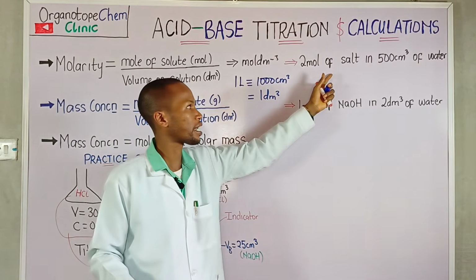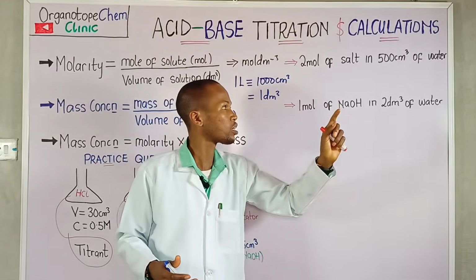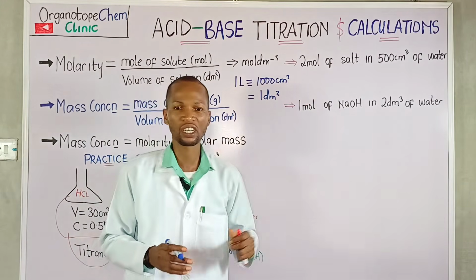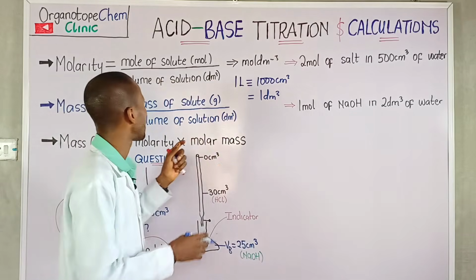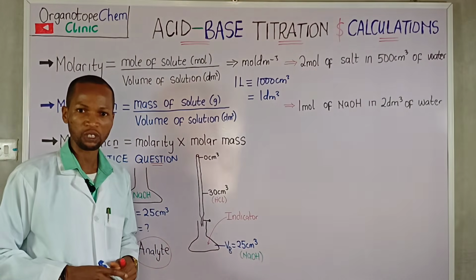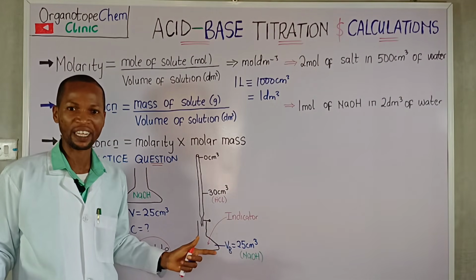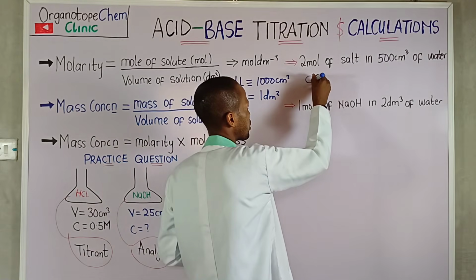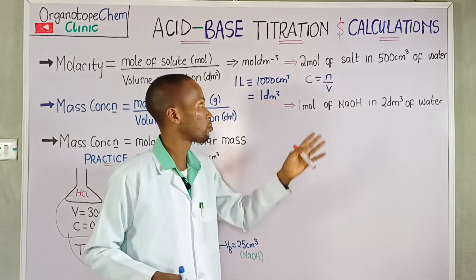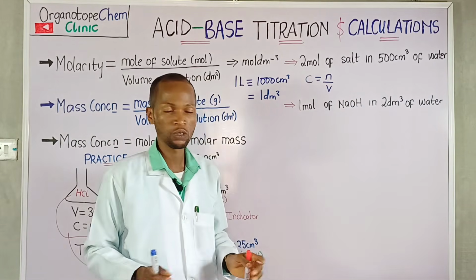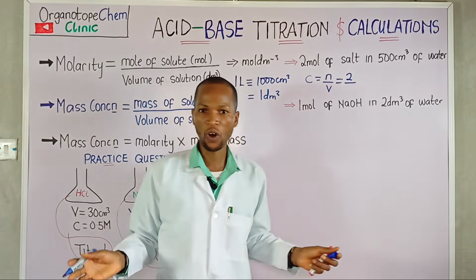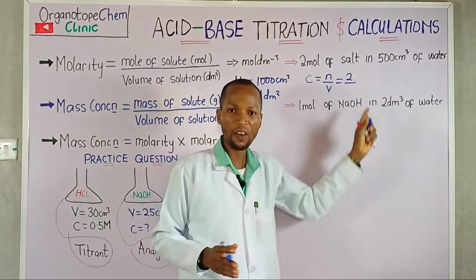So can we consider this expression? 2 moles of salt in 500 cm cube of solution. What is the concentration of this solution? Note that molarity equals number of mole of solute over volume of solution. Can we determine the concentration in mole per dm cube? Yes. Concentration equals the number of mole over volume. The number of mole from the expression is 2 moles. So we have 2 divided by the volume of water, which is 500 cm cube.